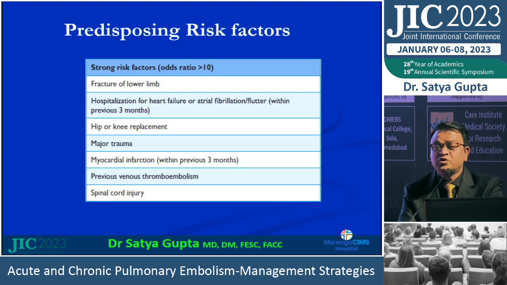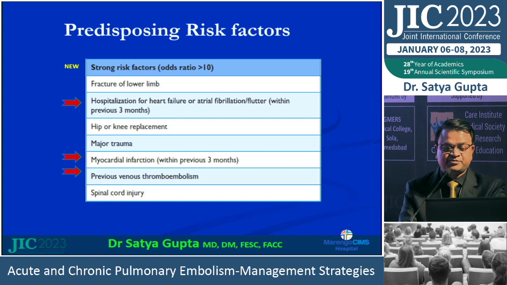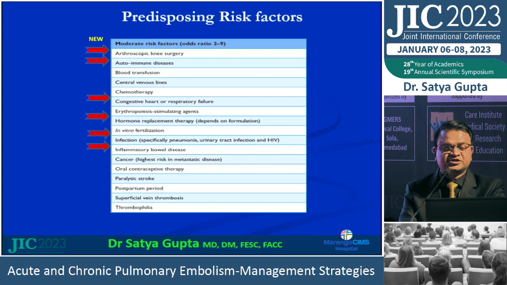So there are some newer risk factors which are also considered risk factors for pulmonary embolism, like hospitalization for heart failure, patients with atrial flutter or fibrillation in the past 3 months, patients with recent myocardial infarction in the past 3 months, patients with previous thromboembolism. So these are considered newer risk factors. Even patients with orthopedic surgery, immunocompromised patients, patients with congestive heart failure, respiratory failure. Recently, we have seen 2 or 3 females who underwent in vitro fertilization. They presented with pulmonary embolism.